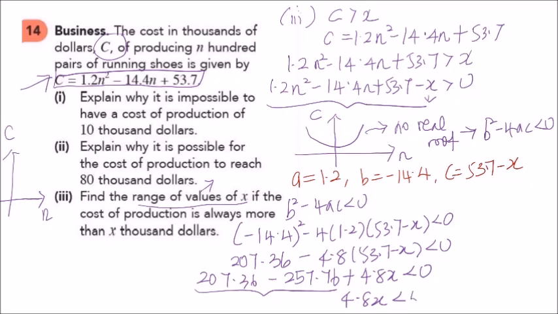If you were to bring it over, it will be positive 50.4. To find x, you just take 50.4 divided by 4.8. You don't have to change the inequality sign because you are dividing by a positive number, and you get 10.5. Right, so we're saying that if the value of x is less than 10.5, then it is possible that the cost of production is always more than x $1,000.